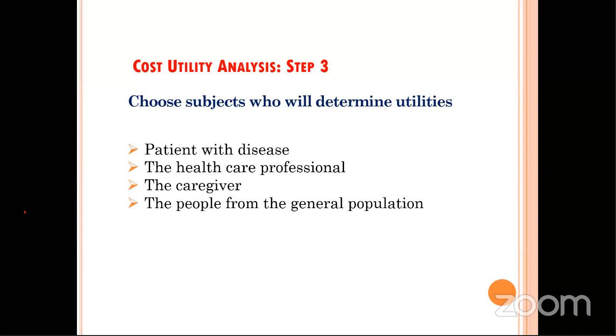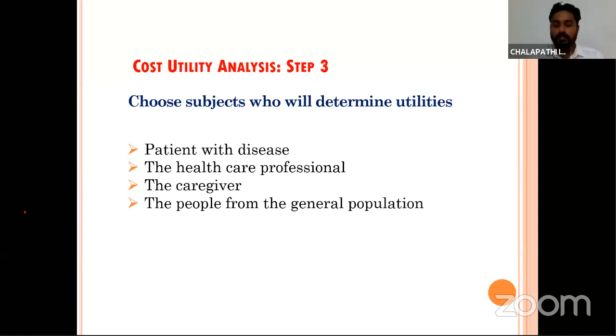Suppose I'm giving an intervention to the whole generic population, a generic public intervention. I can't ask each and every person. So I will pick some set of people who can decide whether to go with that or not. That's what we do in normal public health aspects. So these are the people who will be choosing the subjects, or choosing which methodology, which utility measure they should go with. So this is the third step.